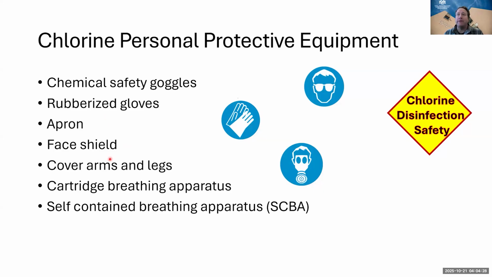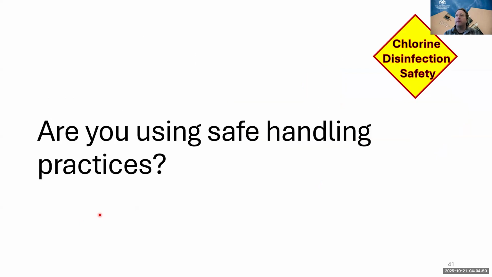You want to cover your arms and legs. If you're working with powdered chlorine, solid chlorine, you need that cartridge breathing apparatus. And then if you're working with gas chlorine under certain situations, you really definitely need to use a self-contained breathing apparatus that has its own supply of oxygen. And so we'll talk more about what that is.